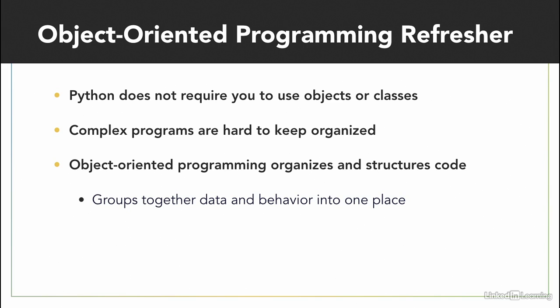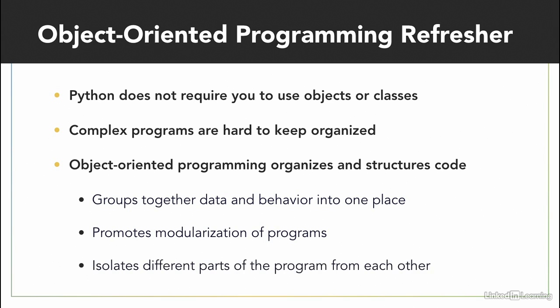Object orientation also promotes the building of modular programs, meaning that individual parts of the program don't need to know how other parts work internally. So, down the road, if part of the program needs to be updated or replaced, it can be done with minimal disturbance to the code in the rest of the program. It also helps isolate different parts of the program from each other. So, if a problem occurs in one part of the program, then other parts of the program can continue to operate.